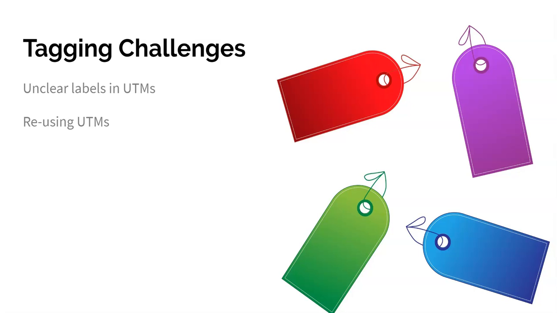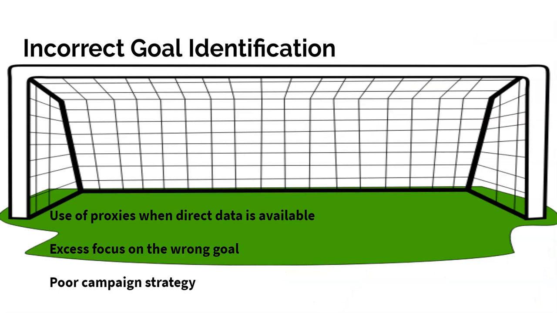And so what you want to do is be very, very careful. For the last couple of problems, for instance, the tagging challenges and incorrect goal identification, there are some simple solutions. So with goal identification, sometimes it's a matter of trial and error. It might seem completely logical that time on site or time on page is the best proxy for buying intent. But then with time, you will gradually find that some other behavior is actually the real proxy for buyer intent.